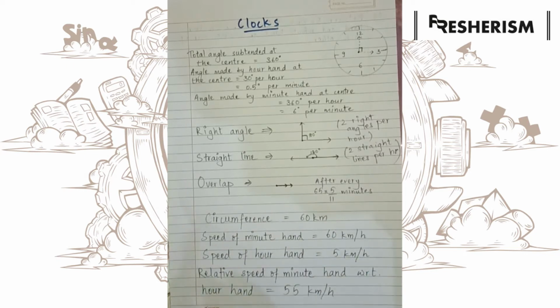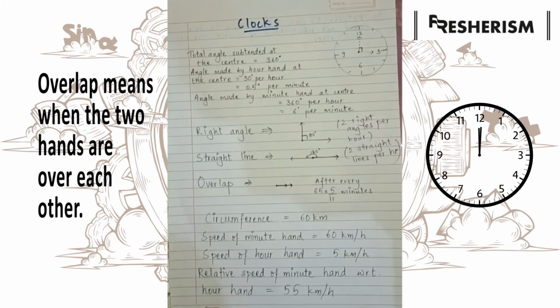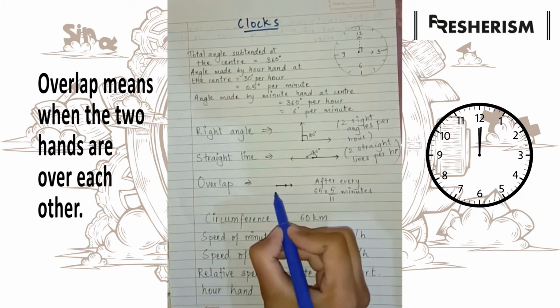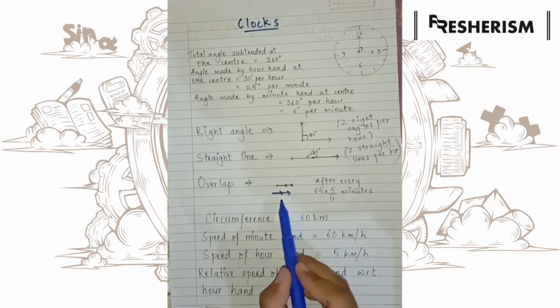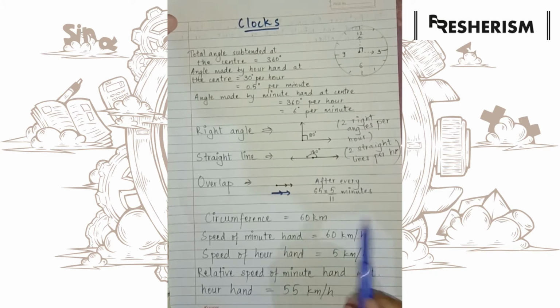Overlap means when the two hands are over each other. That is, one is over here and the other is over that one. So it gives us an overlap. And we get an overlap after every 65 multiplied by 5 by 11 minutes.